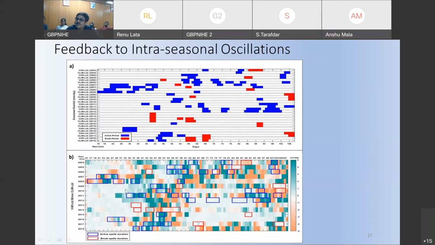But within an active and break period, if you find the difference between the two simulations, you will find that there is a lot of difference. And these differences are larger during active and break periods. That shows that for vegetation under stress, whether it is very high rainfall or low rainfall, the vegetation feedback becomes more and more important.